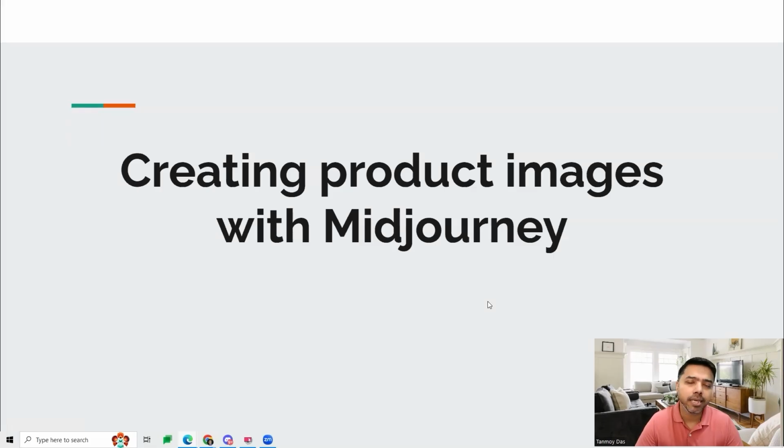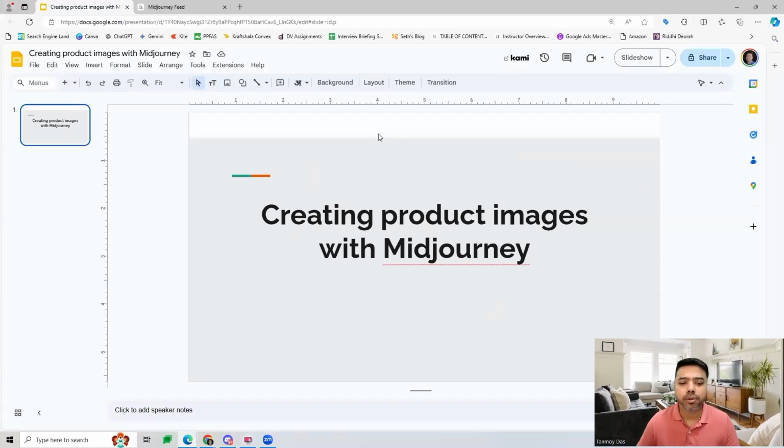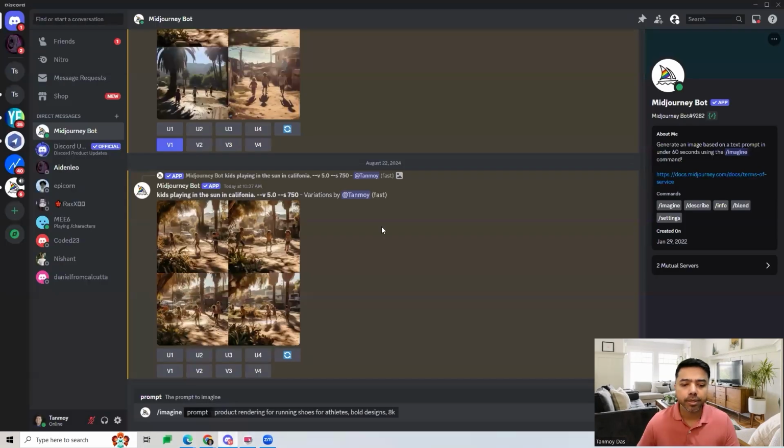In this session, we'll see how we can also generate product images for our businesses with the help of the Midjourney tool. So let's have a look at this. For this, we're going to use the Discord tool, where we can give the prompt specifically.